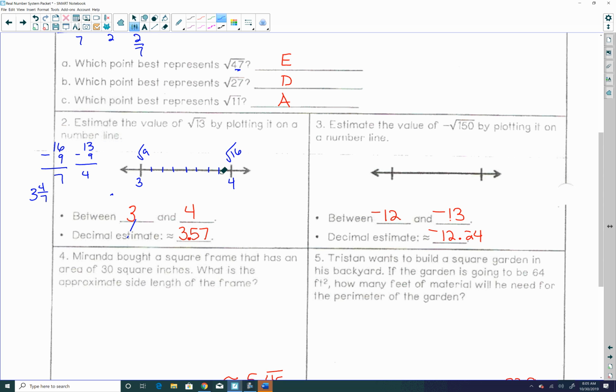That's a little bit better. So if I'm at 4/7, it's going to be 1, 2, 3, 4. About this one, this would be 3 and 4/7. The square root of 13 would fall here. That's what I'm trying to say, just not saying it well. Okay, so about 3 and 4/7, and then I take that 4/7 and I'm going to convert it into a decimal.